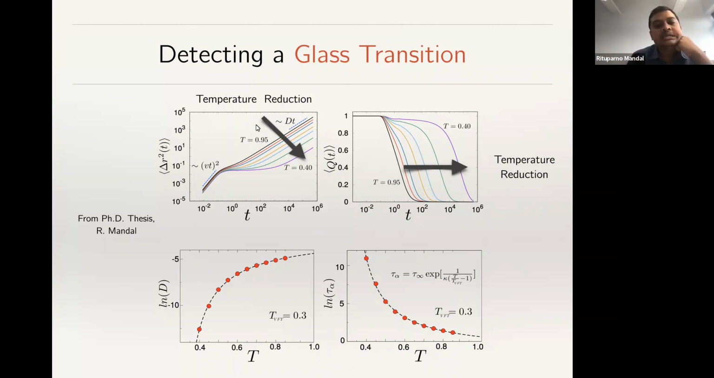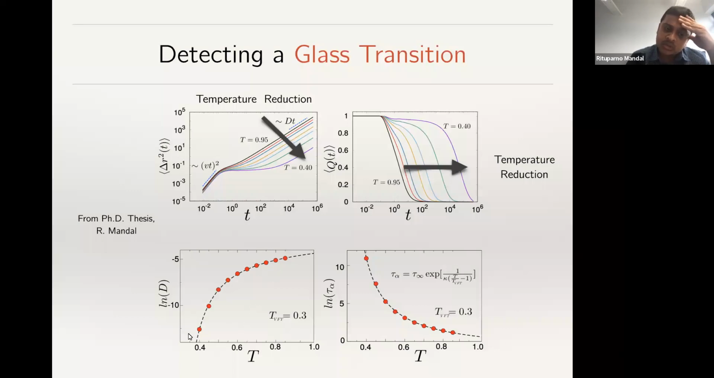And what you see is the mean square displacement of individual particles as a function of time. At very long times, at high temperature, they are diffusive. And then as you reduce the temperature, the diffusion constant goes down. So you can extract the diffusion constant from these curves and plot it as a function of temperature. And when you plot it as a function of temperature, you see that it goes down very rapidly. The y-axis is in log, so you see that the decrease is quite large.